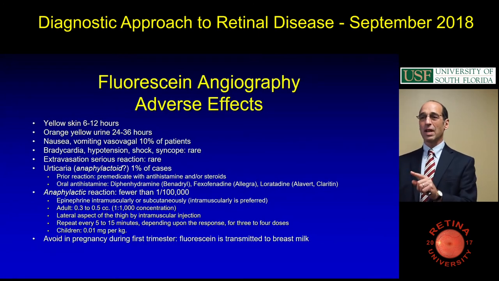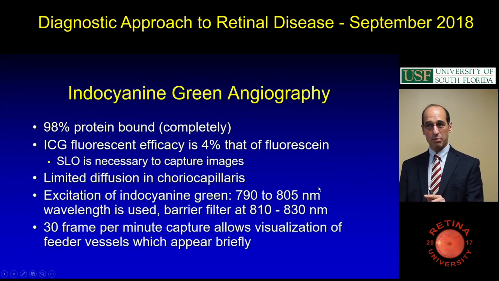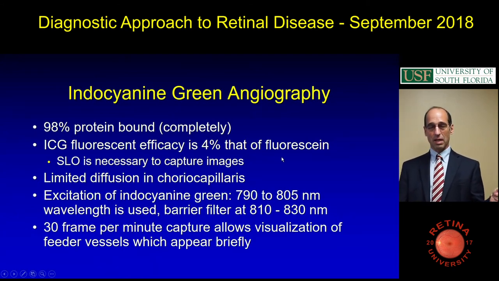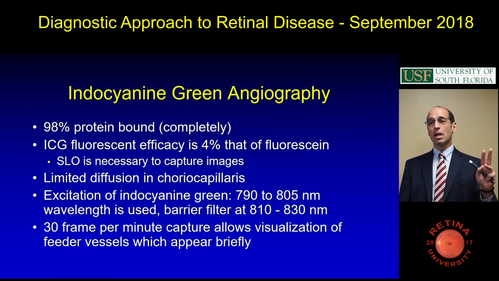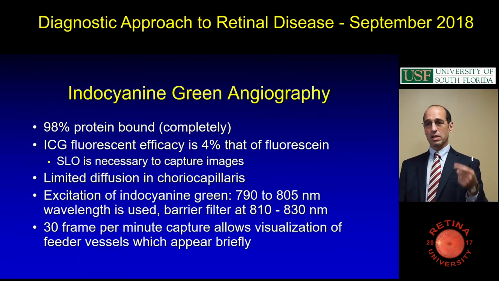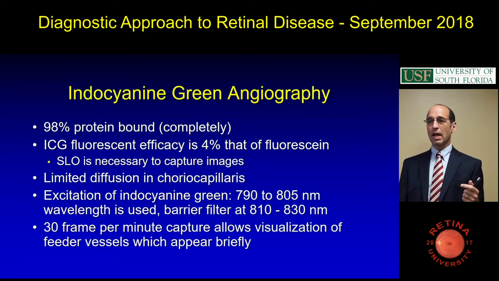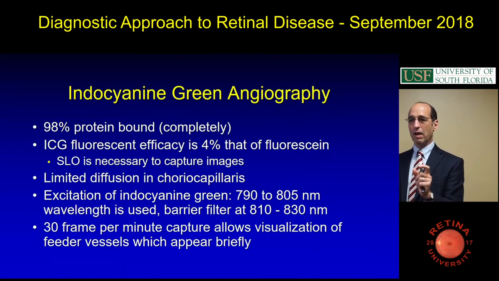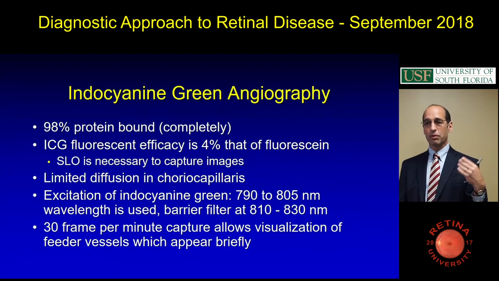So the difference between fluorescein and ICG, there's several differences. ICG is 98% protein bound, which is pretty much completely, and it doesn't fluoresce much. It's 4% the efficiency of fluorescein. So those are two huge differences. When we look at ICG images, like when we were looking at the sclera, which really doesn't stain with ICG, it's because it's protein bound. It doesn't release from intact choroidal vessels or choriocapillaris, and it doesn't fluoresce that well. Limited diffusion in the choriocapillaris, and the other thing is the wavelengths are different. It excites at 805, emits at 830, which is long enough to go through the RPE.